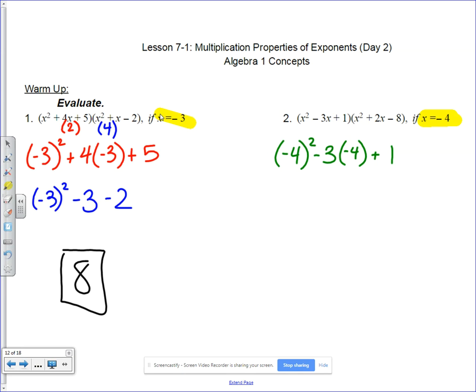29. Okay, so remember that's this first parentheses, 29. Let's go on to the second parentheses. What am I plugging in for x right here? And that's going to get squared. Plus 2 times the same -4, and then -8.